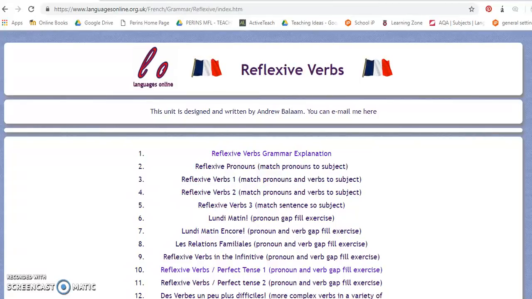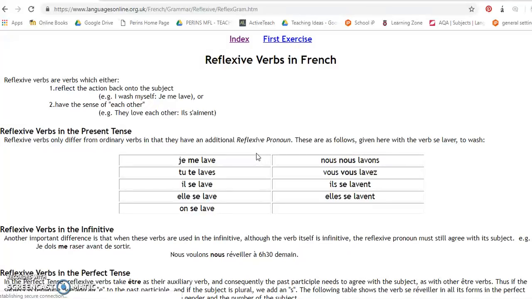Okay, so let's have a look at completing activities about the reflexive verbs. So reflexive verbs, don't forget, if we go into the reflexive verbs explanation here, it's going to tell you how to form reflexive verbs. Essentially, reflexive verbs are something that one does to oneself. So je me lave, literally, I wash myself. You wash yourself. He washes himself, and so forth.